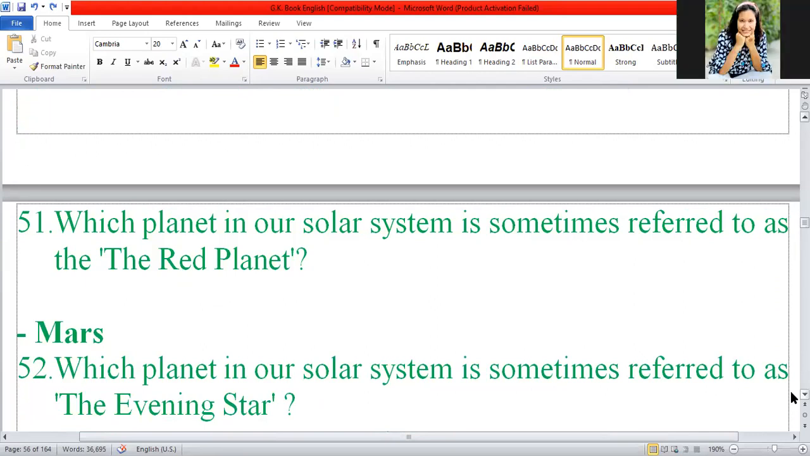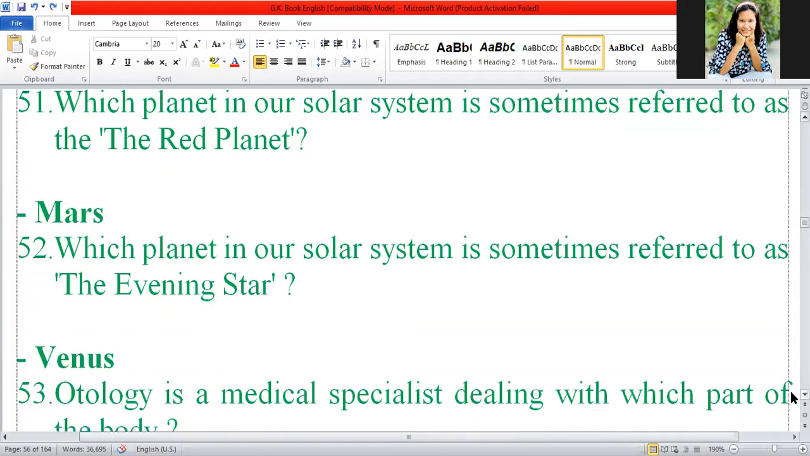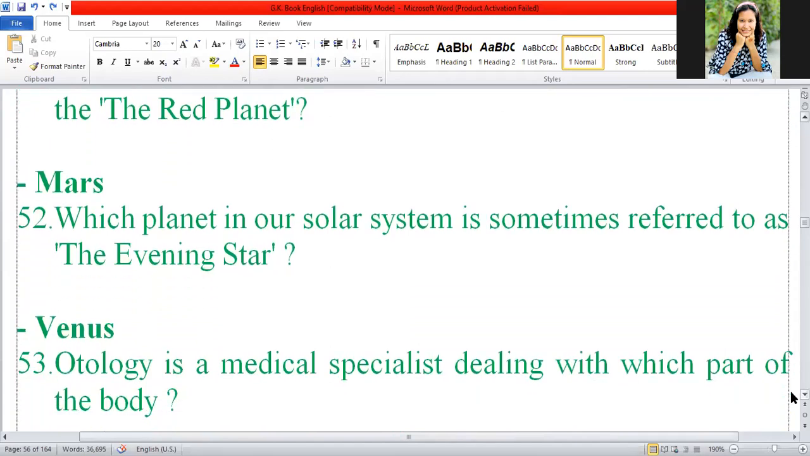Which planet in our solar system is sometimes referred to as the evening star? Venus. Umesh bata Venus aayeko cha. Anish? Venus nai ho. Pratima bata pani Venus aayeko cha. Sir, answer tira lagau. Right answer Venus nai raheko chha. Yestai gari aru pani answer dinuhunchha bhanne chai malai biswas chha.